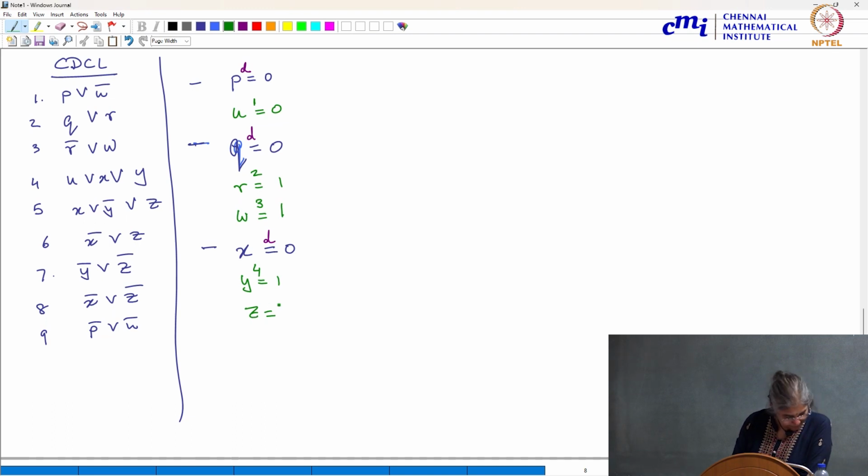Z can be set in many ways. So let's say Z should be set to 1 because of clause 5, because X was 0 and Y was 1. But Z should also be set to 0 because of clause 7. Right? So this is a conflict.